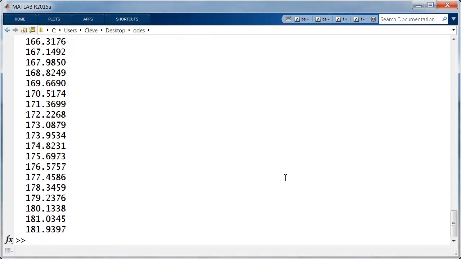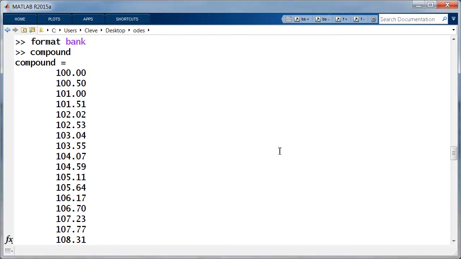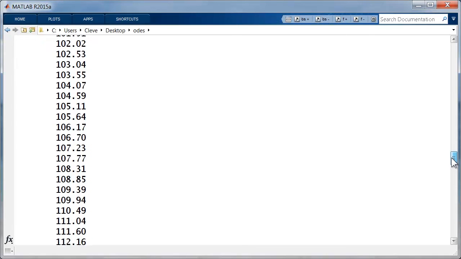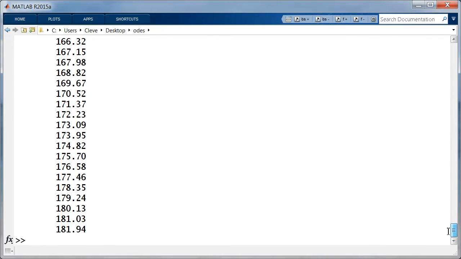That's 121 numbers. MATLAB actually has a format for looking at dollars and cents. So here they are as dollars and cents, starting with $100 and compounding every month. We get up to just over $180. I'm going to plot that.